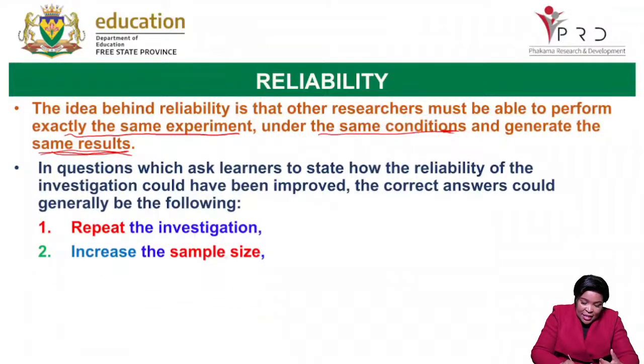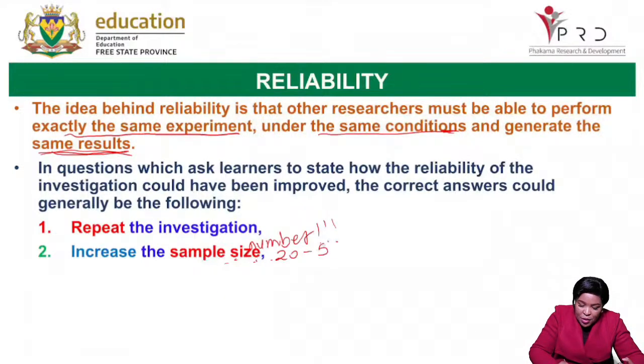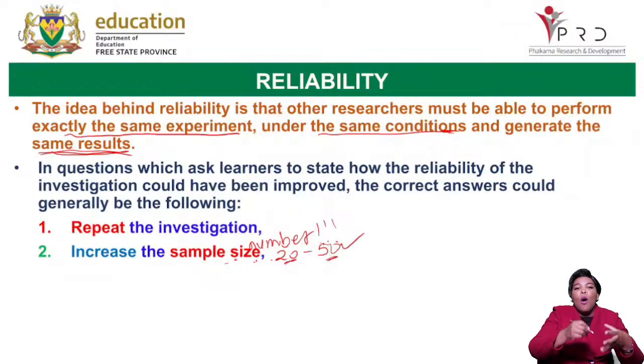Also, increase the sample size. The sample size speaks to number. If in your examination you were given that the scientists used 20 plants or 20 pigs, when you are writing that they must increase the sample size, state that number. If you want to move it from 20 to 50, then you are going to get a mark to say they could have used 50 plants instead of 20. Then you are making it more practical to the practical investigation that is in front of you. So you don't answer in general.